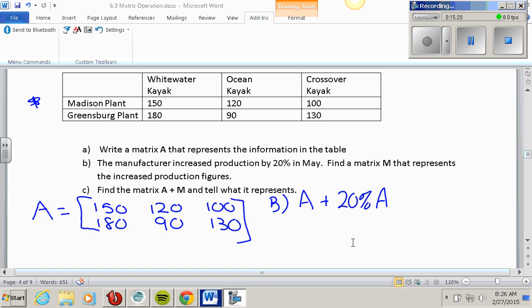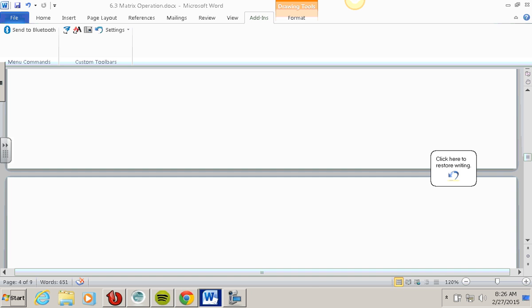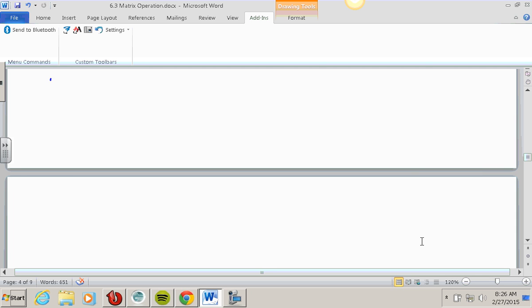So we can use scalar multiplication here. I know that this is A plus 0.2A. 20% is 0.2, so this would be 1.2A. So we can use our scalar multiplication to determine that matrix M. If I want matrix M, I have to do scalar multiplication, 1.2 times my original matrix.